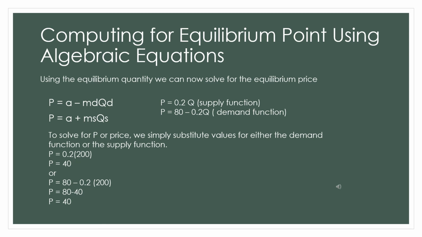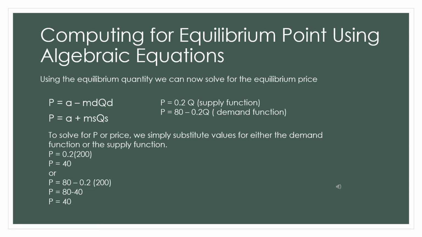Okay, now that we have solved for the equilibrium quantity, we can now solve for the equilibrium price. To solve for the equilibrium price, we can choose the supply function or the demand function, and the result will always be the same. If we use the supply function, we have P equals 0.2 Q. So 0.2 times 200, because 200 is the equilibrium quantity. To solve for the price, 0.2 times 200 will be 40.